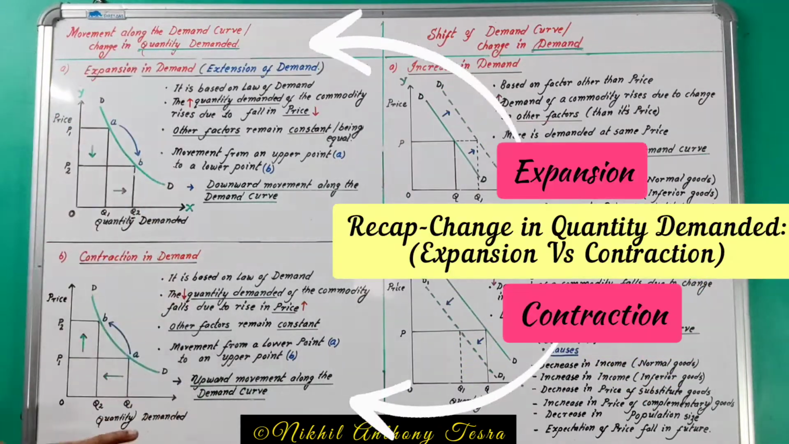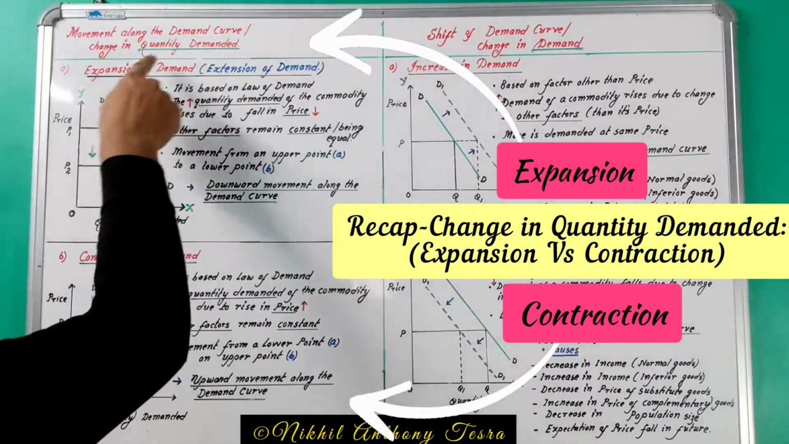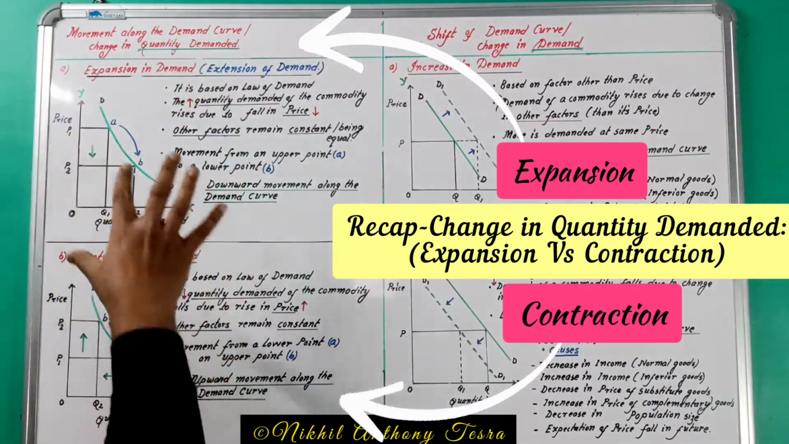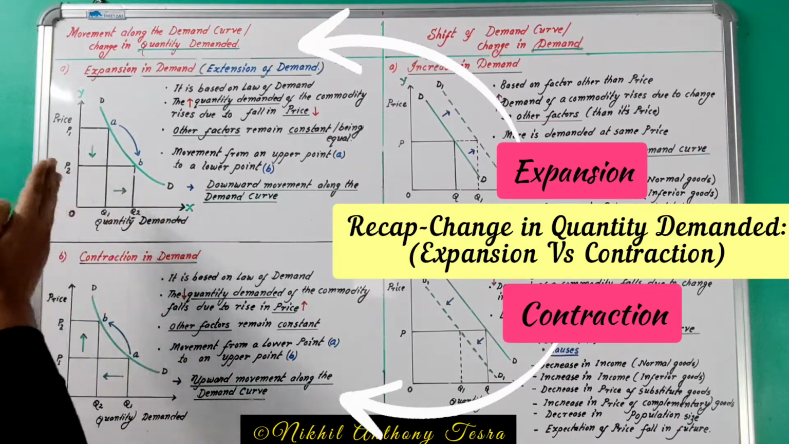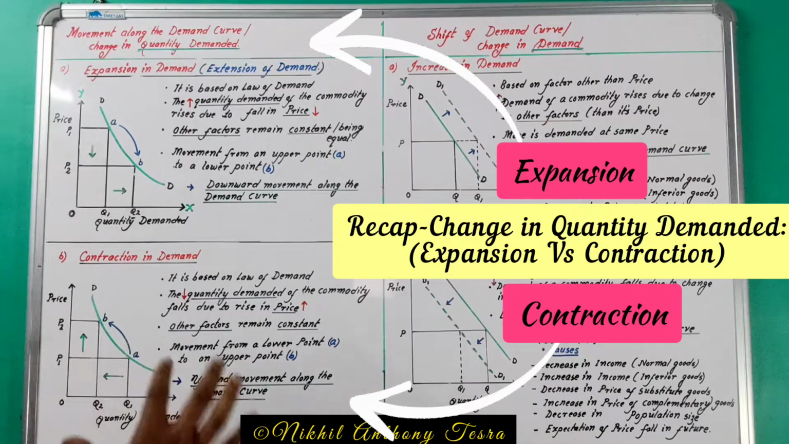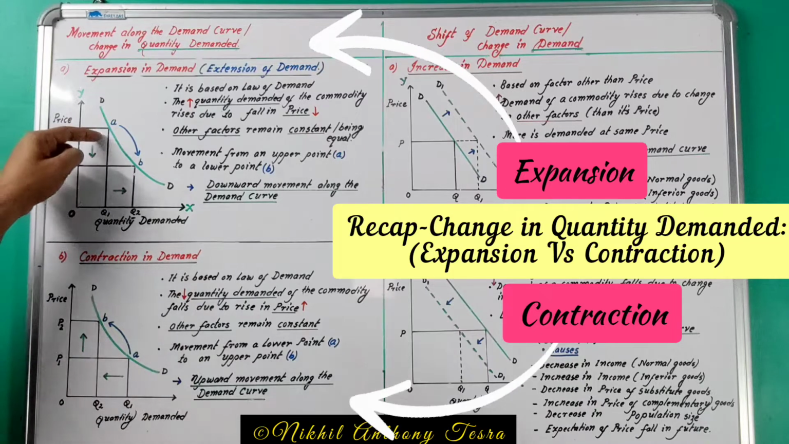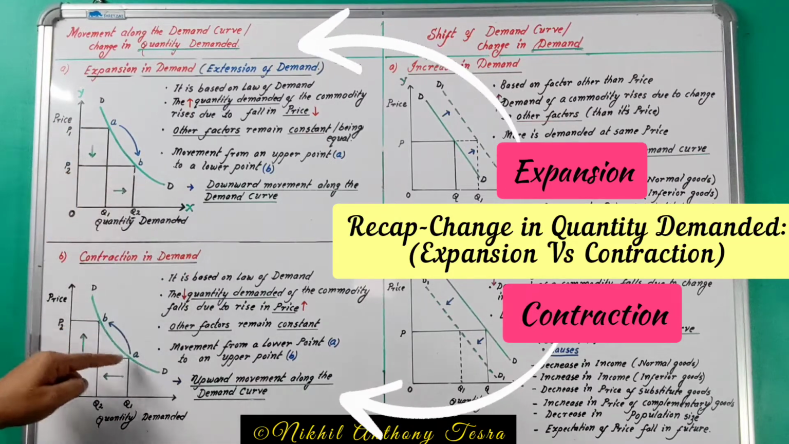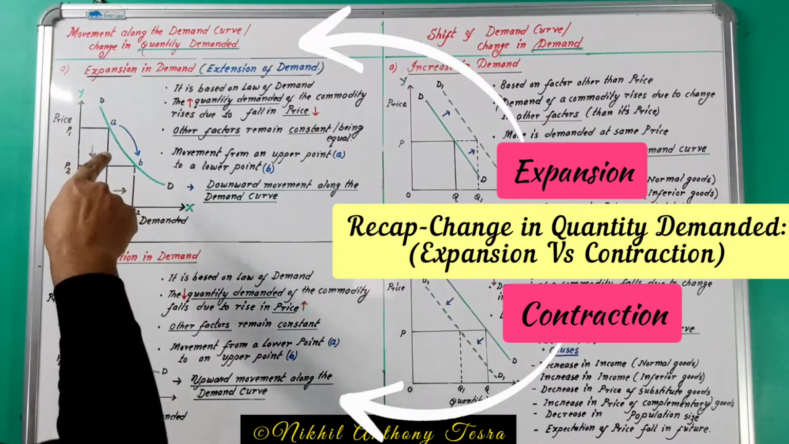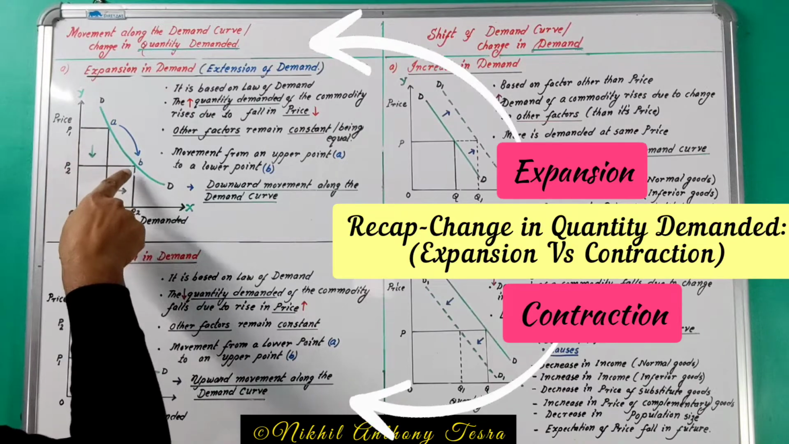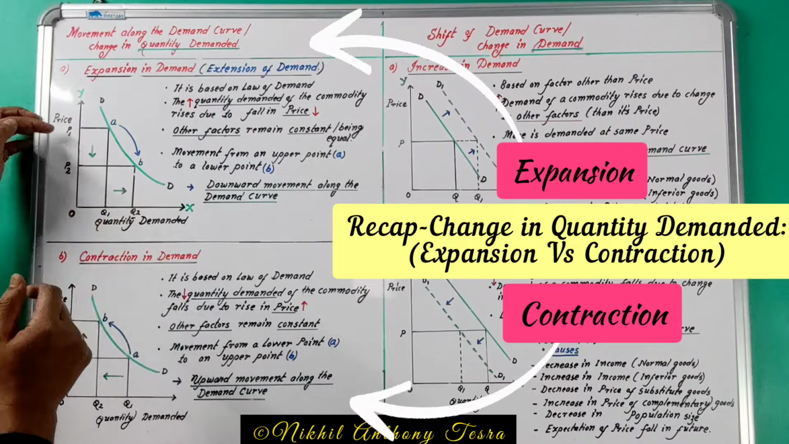So friends, in these two cases, expansion in demand and contraction in demand, that is, change in quantity demanded, we are following the law of demand, number one. Number two, quantity demanded changes due to a change in price. Number three, other factors remain constant. Number four, we are just moving from one point to another point along the same demand curve. In expansion, we are moving from an upper point to a lower point because quantity demanded increased due to a fall in price.